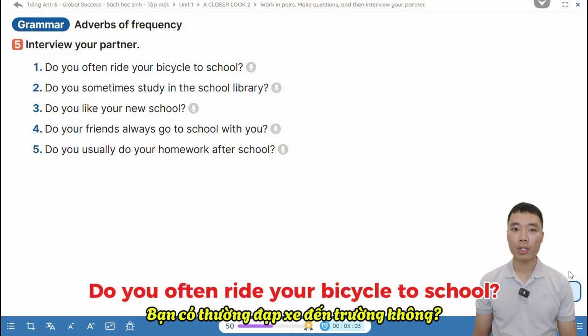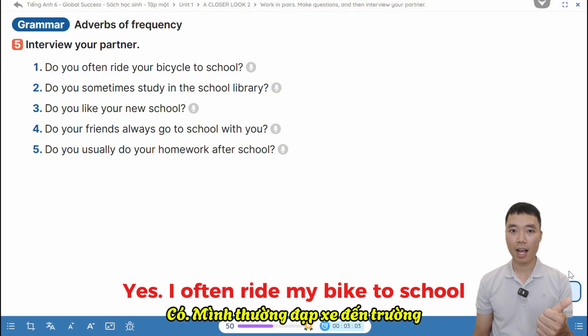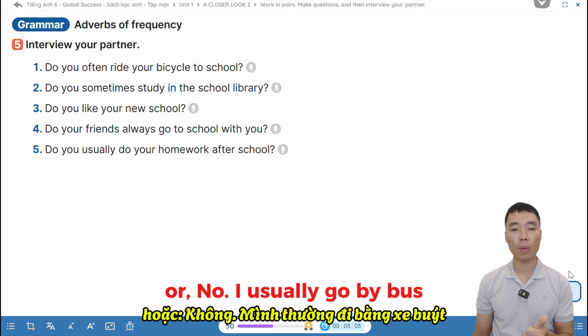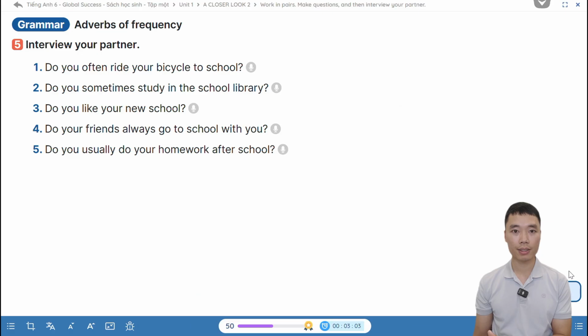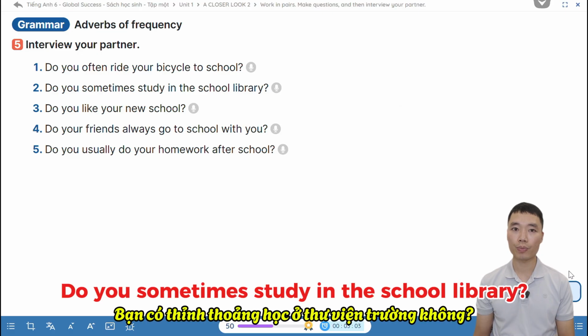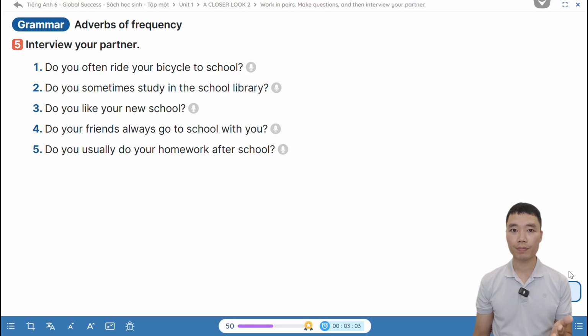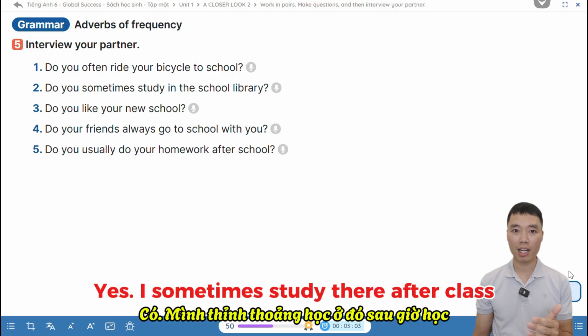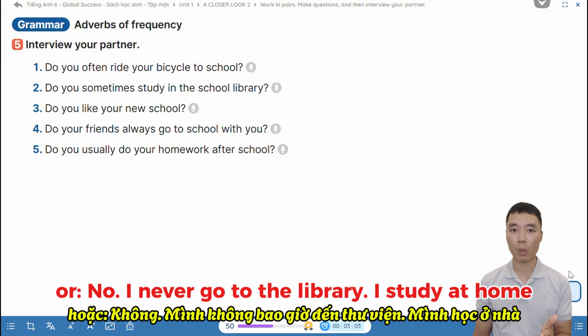Number 1. Do you often ride your bicycle to school? Yes, I often ride my bike to school. Or no, I usually go by bus. Number 2. Do you sometimes study in the school library? Yes, I sometimes study there after class. Or no, I never go to the library. I study at home.